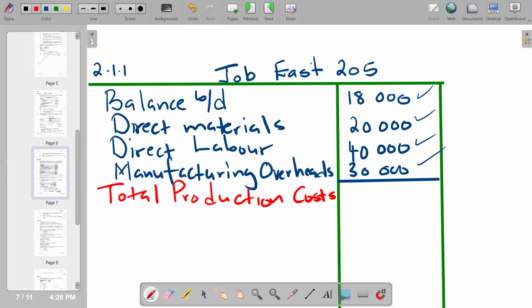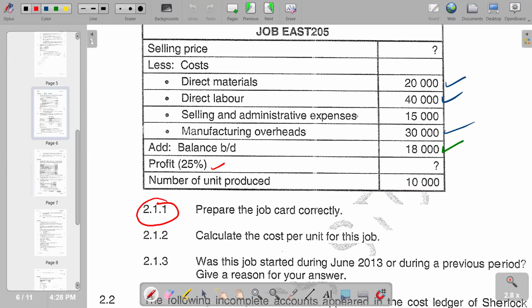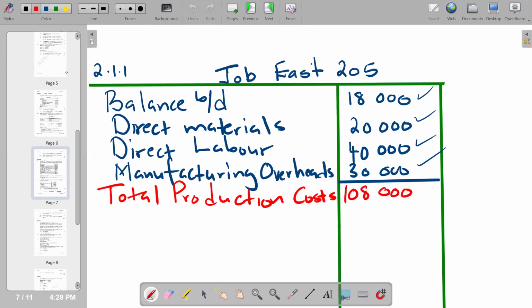So we add all the figures that we have, and if you try to add, you see that you're going to get 108,000. Then from there, we are supposed to add other costs as indicated. We have selling and administration expenses, which is 15,000. So we include that one, which is selling and admin costs.